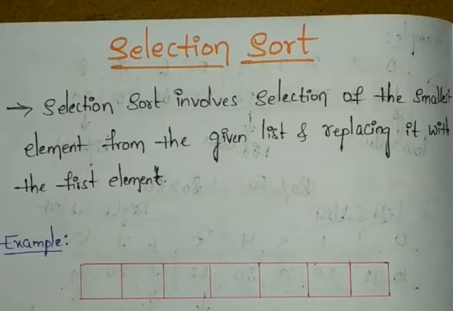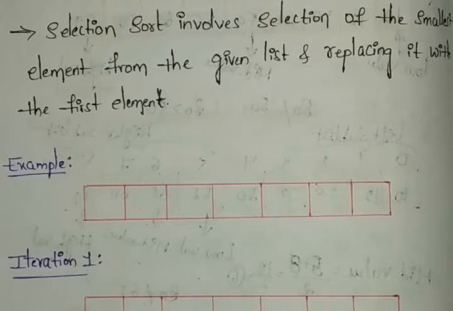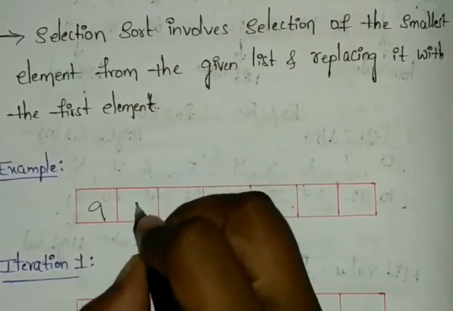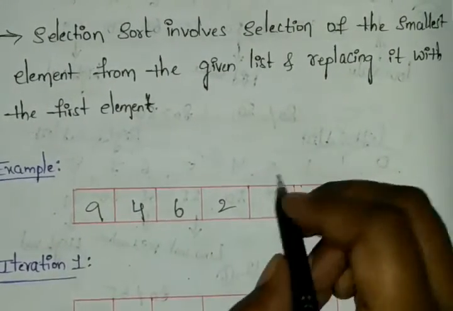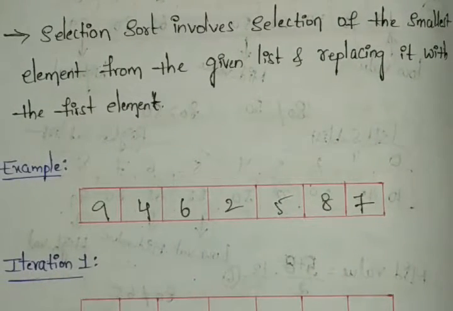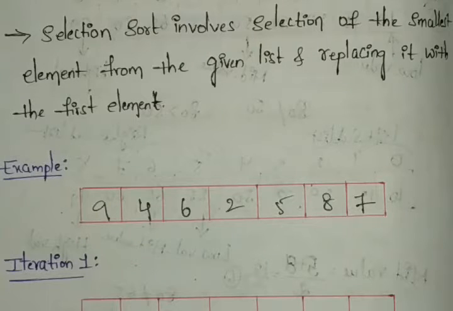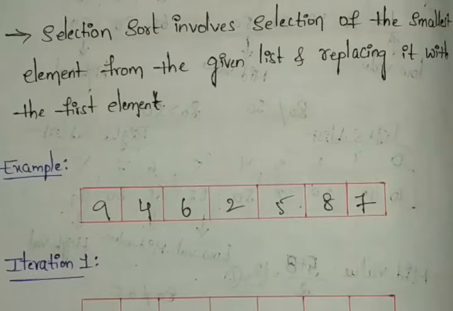Let's start with the example here. Here I am taking a list of elements: 9, 4, 6, 2, 5, 8 and 7. Just take the elements in mixed order, meaning it may contain the smallest or the largest values. You can combine those values in this. After taking the example, you need to pass through the iterations in the sorting technique.